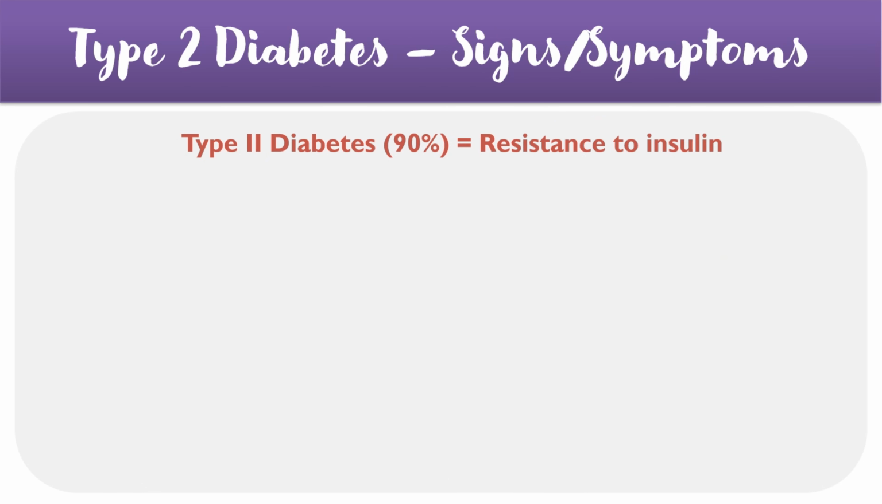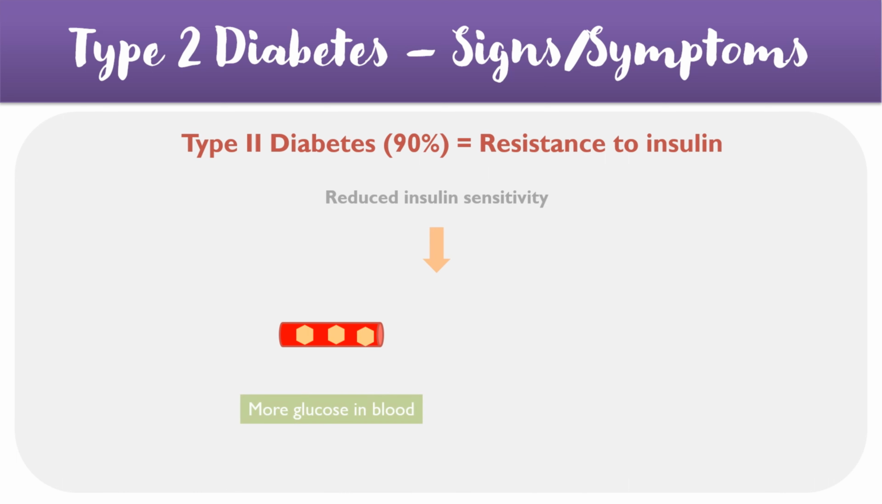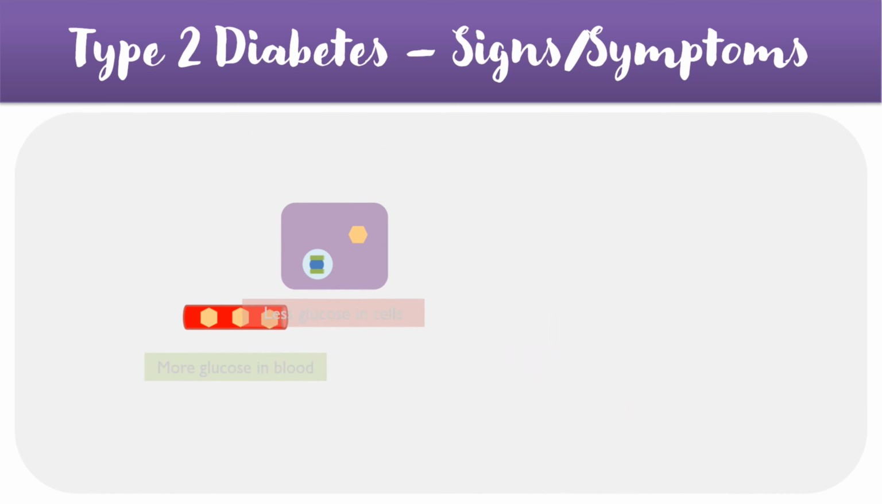If we take a look at the condition in question, type 2 diabetes involves resistance to insulin and forms around 90% of all diabetic cases worldwide. And as a result of this reduced insulin sensitivity or resistance, there's increased levels of glucose in the blood and decreased levels of glucose in the cells. And we can use both of these changes to work out the signs and symptoms of type 2 diabetes.